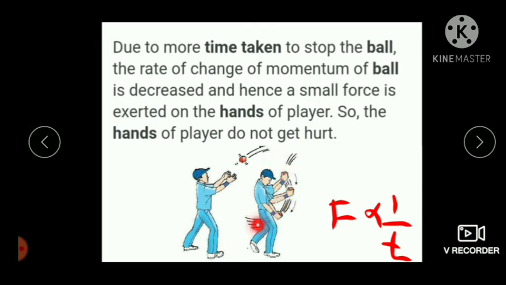By doing this, the time taken to stop the ball increases. So when the time taken to stop the ball increases, the force acting on the hand decreases. Using that relation, whenever this time T increases, the force acting on the hand, or the impulse on the hand, decreases. Due to more time taken to stop the ball, the rate of change of momentum of the ball is decreased, and hence a small force is exerted on the hands of the player, so the hands of the player do not get hurt. So this is the reason.